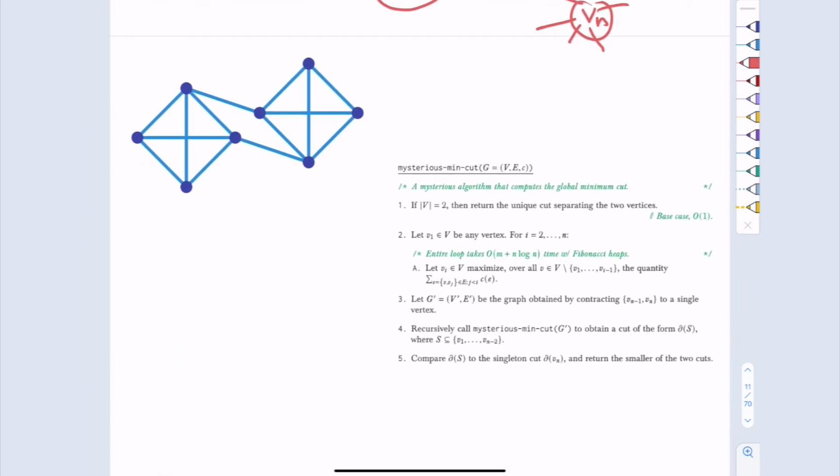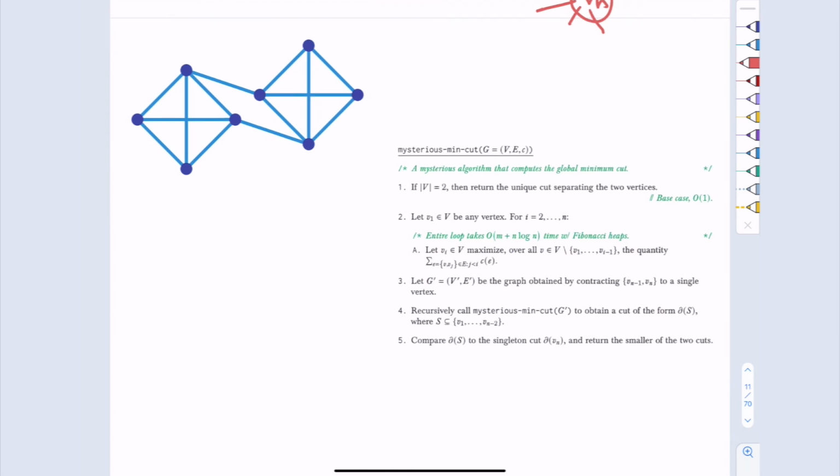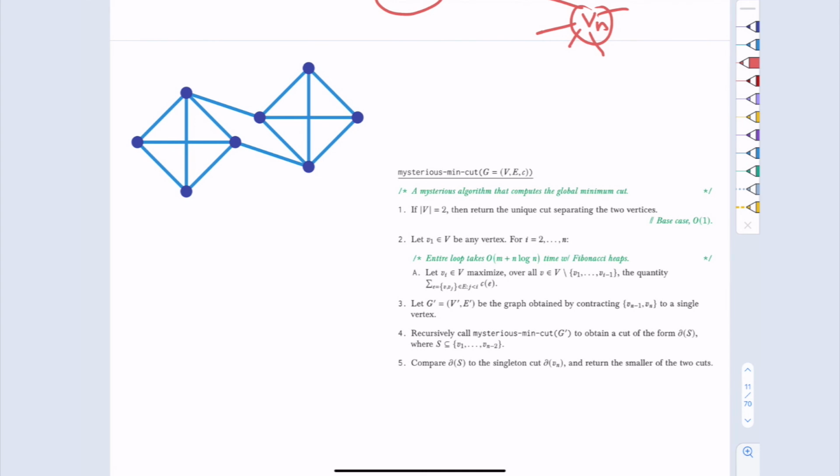Okay, so here then is an example. In this graph, what's the size of the minimum cut in this graph? 2. Okay, so those two give you a minimum cut.